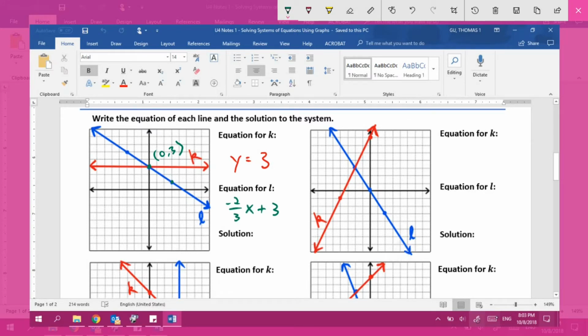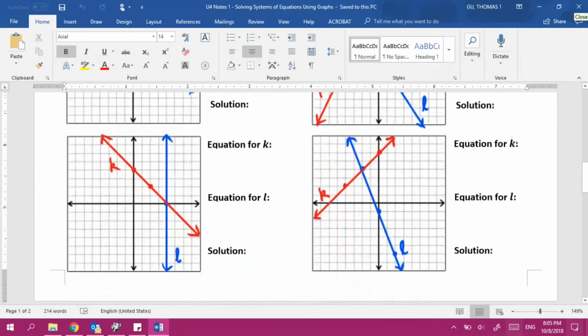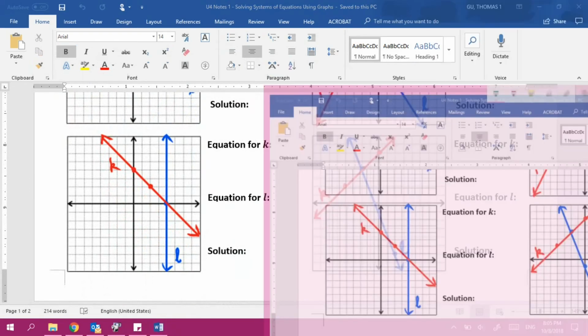And then remember, it's y equals. So y equals negative 2 over 3x plus 3. And the solution, wow, I already wrote it right here. It's the y-intercept. They happen to intersect at 0, 3. So my solution is 0, 3. Boom. All right, let's do the one directly under it together just to make sure we understand how to write these equations.